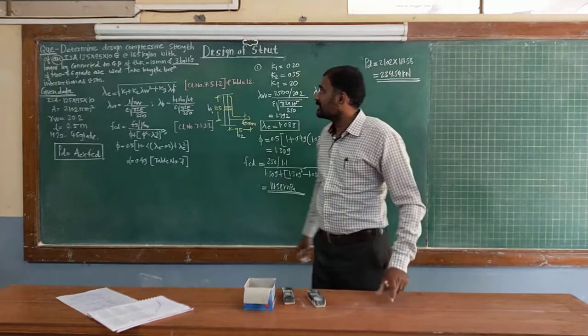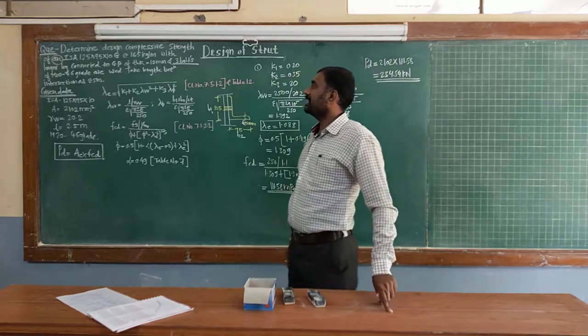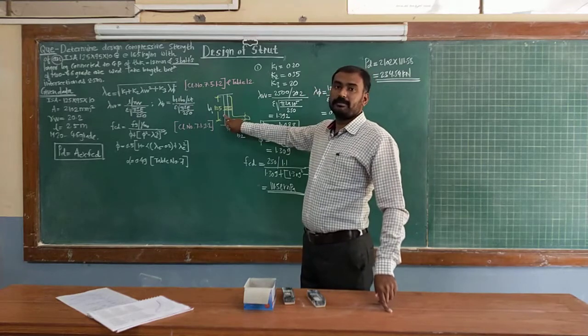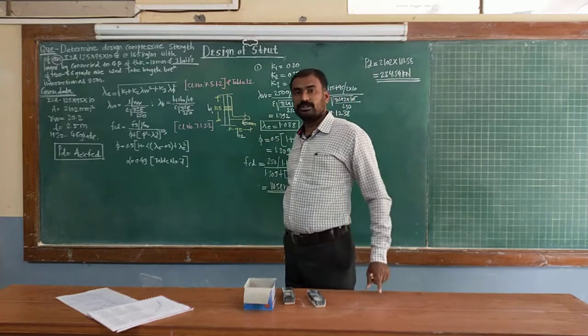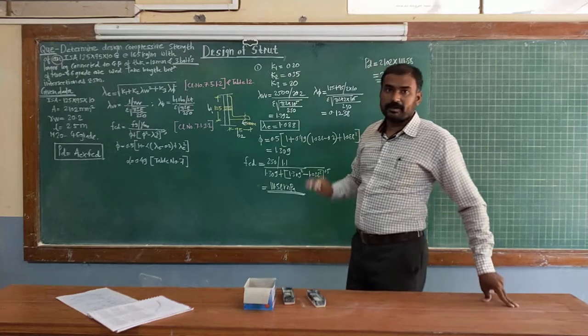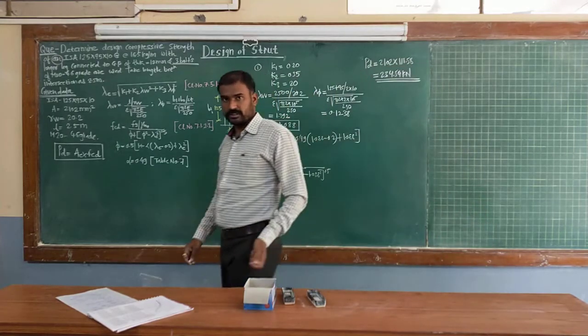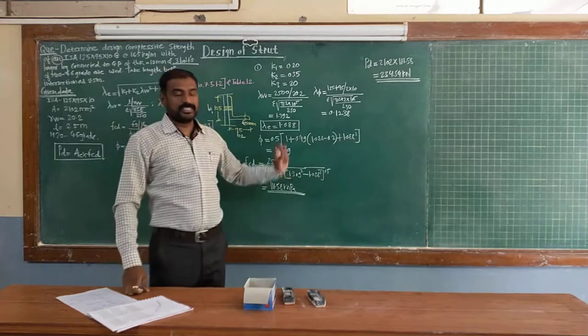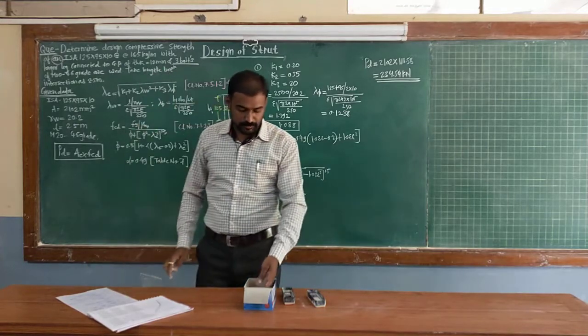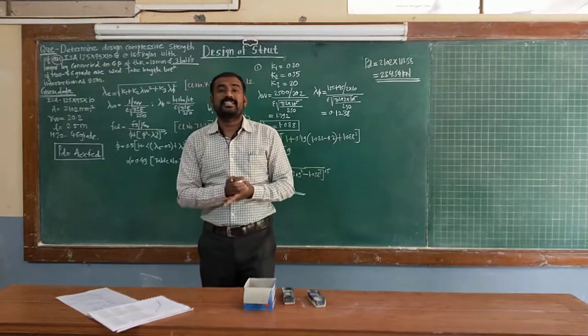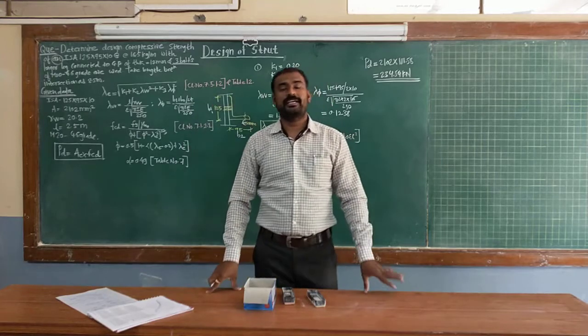So if the angle section 125, 95, 10 is connected to a gusset plate with the help of 3 bolts, it is going to transfer a maximum compressive load of 234.54 kilonewton, correct? So likewise, the design procedure is simple. In this type of numerical, you only need to understand whether it is a single angle section or a double angle section.